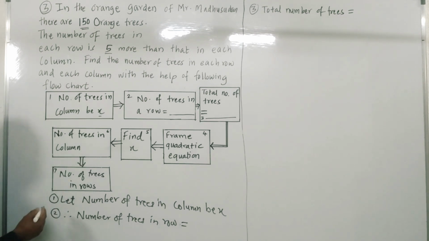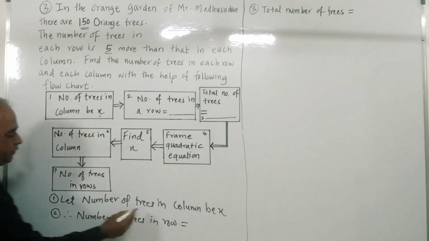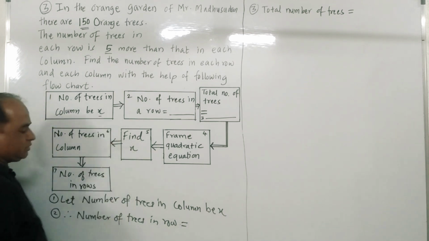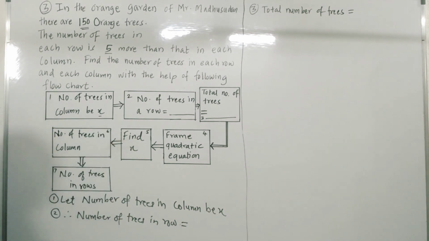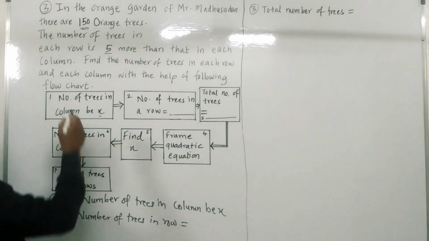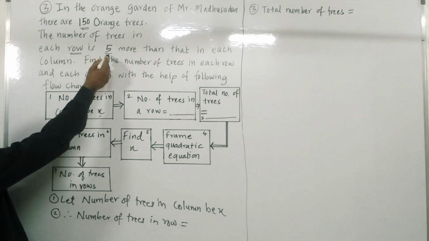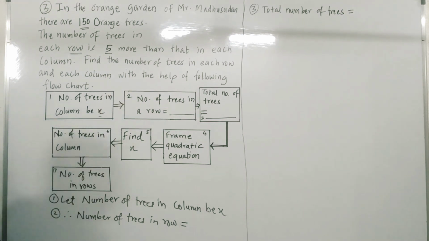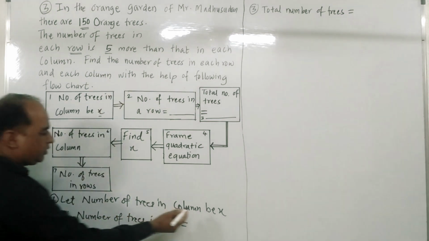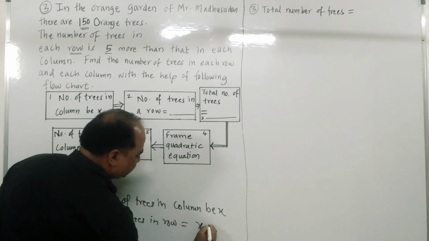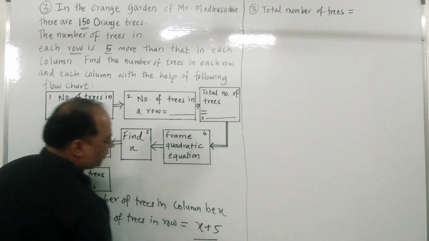So let us assume here, let the number of trees in the column be x, which is the unknown variable which we have to find. Now here the relationship between rows and column is given. The number of trees in each row is 5 more than the number of trees in the column. So column is x, so rows is x plus 5.